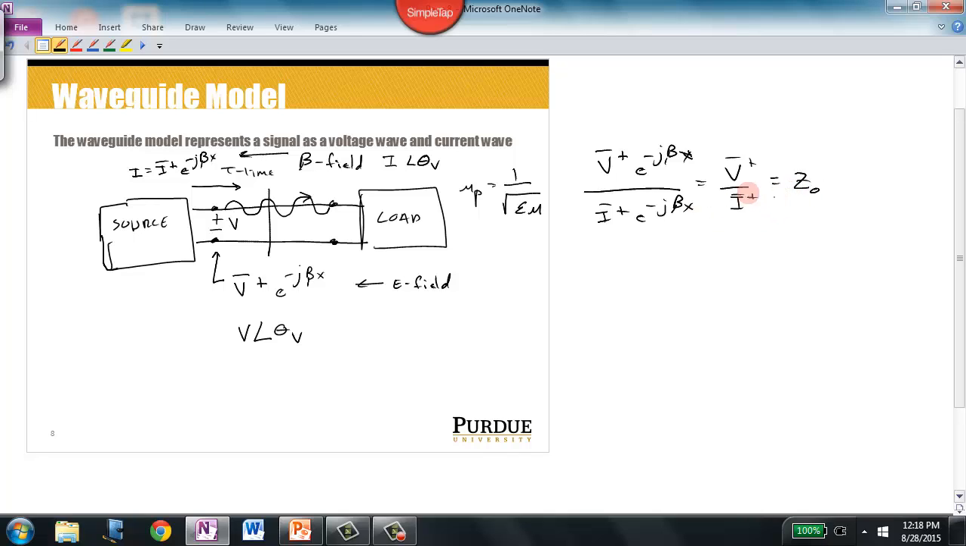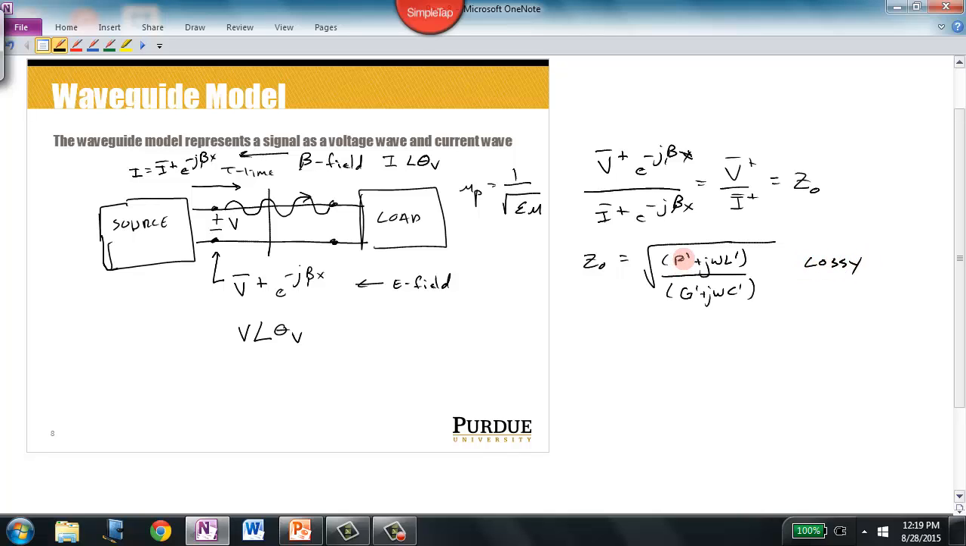So it looks a lot like Ohm's law right there. We can calculate the characteristic impedance for a transmission line. For a lossy transmission line, we use that formula: Z0 equals the square root of (R prime plus j omega L prime) over (G prime plus j omega C prime). And remember, this is for lossy.